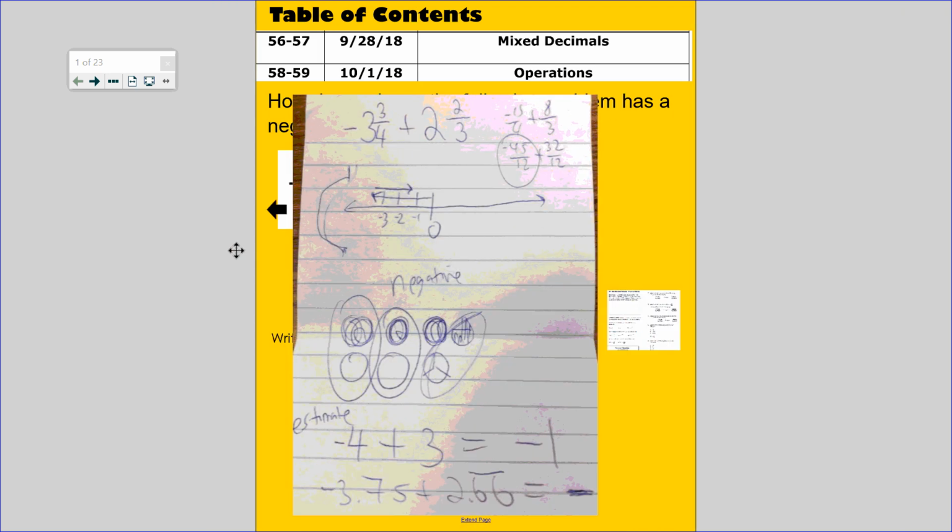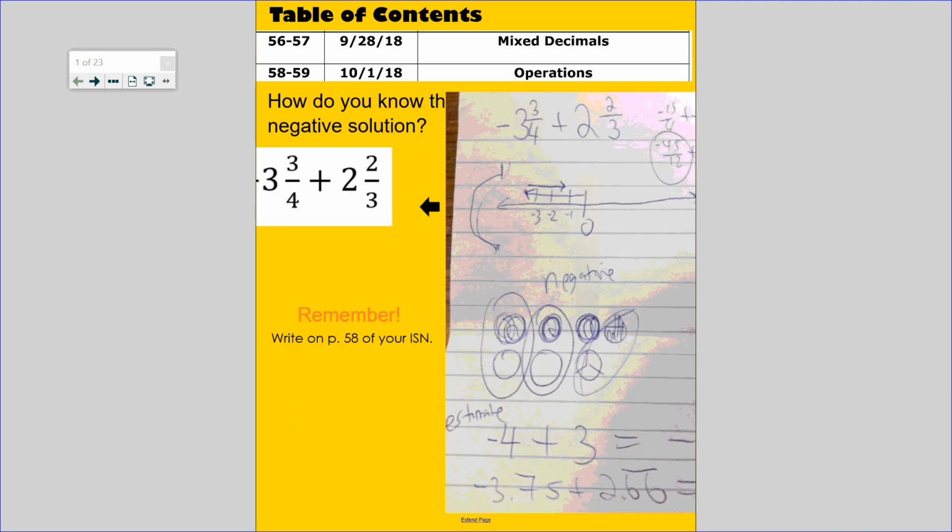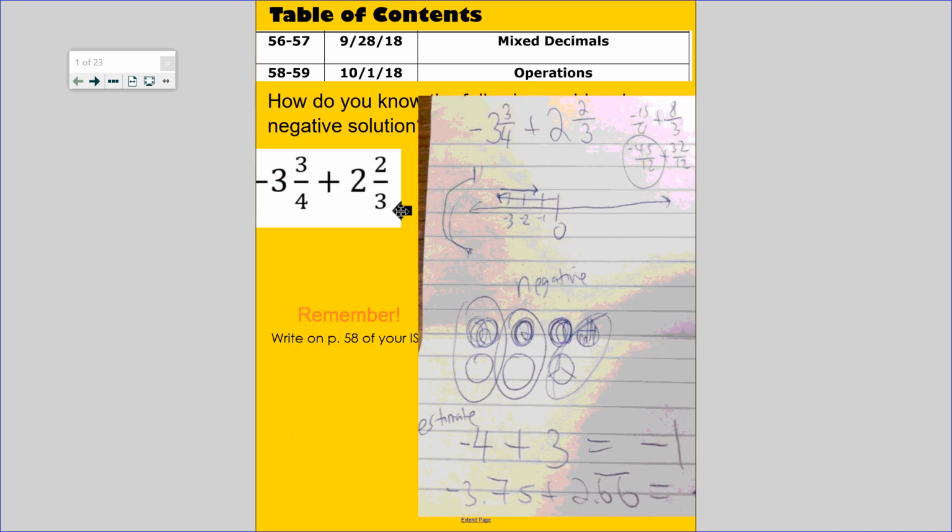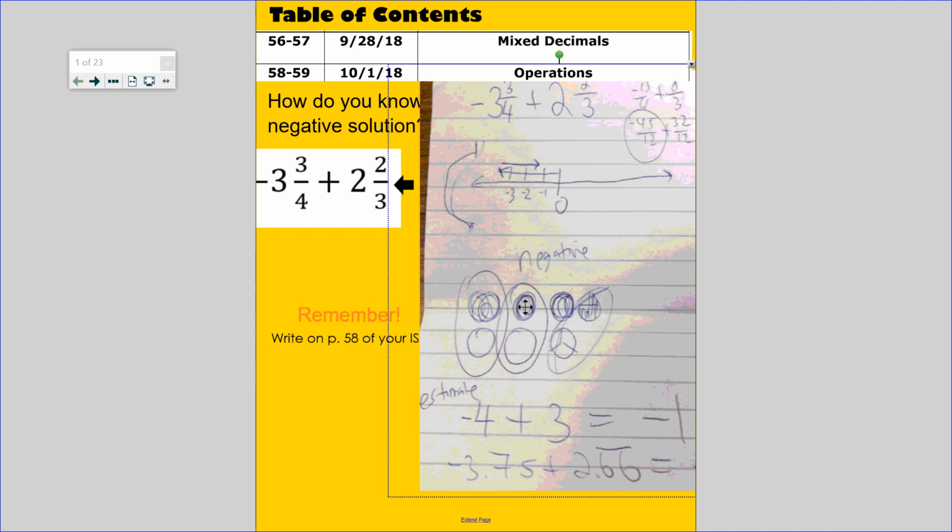You can actually use a number line. Starting at 0, you go back 3 3/4. Plus 2 2/3, that means you go positive 2 2/3. As you can tell, you're still on the negative side. I can draw pictures. I can draw negative 3 3/4, and I can draw 2 2/3. I cancel out negatives and positives, and as you can tell right here, I cancel out part of this negative fraction, so the answer is negative.